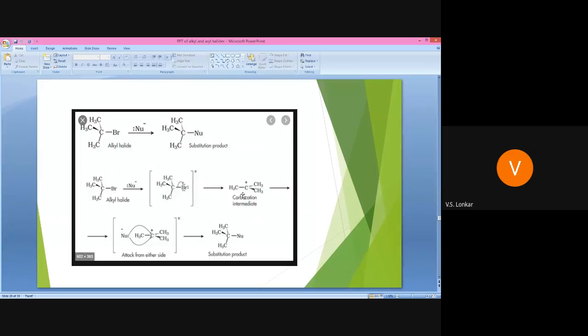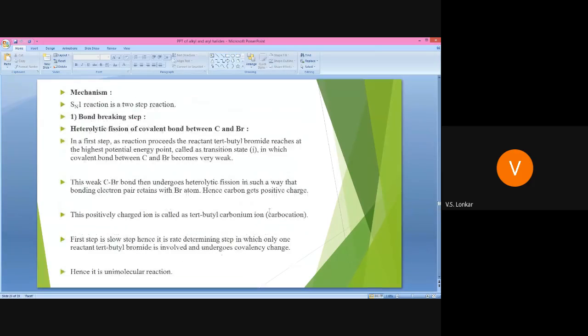See, there is formation of this planar tertiary butyl carbocation, or carbonium ion. This is the intermediate, the carbocation, and we know that it is a tertiary carbocation. Therefore, it is a more stable tertiary carbocation. Then see what happened: after the heterolytic fission, carbon gets a positive charge, and bromine is eliminated as a leaving group with its bonding electron pair.